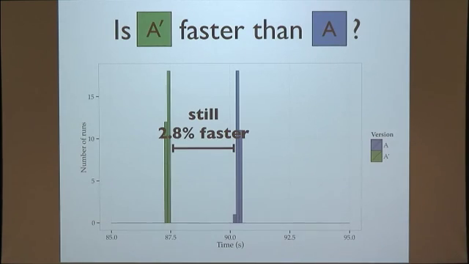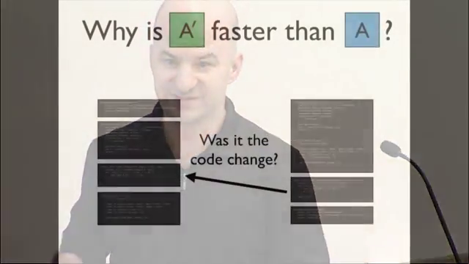Just happened to be that way. It's really just an artifact of binning. OK, so why is A prime faster than A?